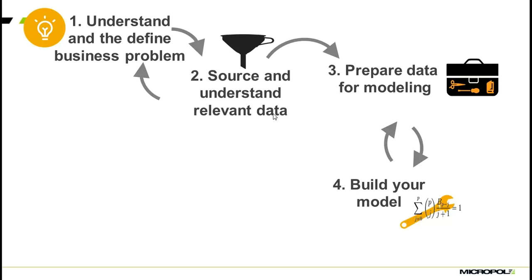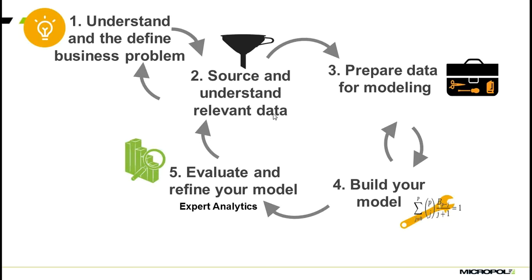Once you have a model, of course, you need to go to the fifth step, which is evaluating and refining your model. Because having a model is good, but you need to make sure that you're able to predict what you want with an accuracy. And you need to make sure that it's going to be a good prediction on new data. So that's what you do in the fifth step.